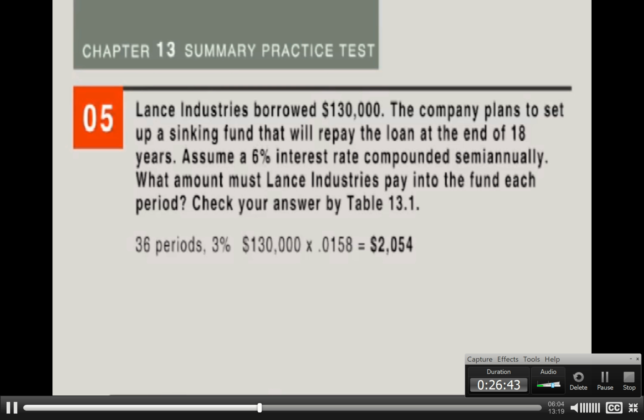And to prove it, you go to amount of annuity table, same rate, same periods. You'll see a table factor of 63.2759. You multiply it times the payment, 2054, and you get very close back to the 130,000, but you're off due to rounding.